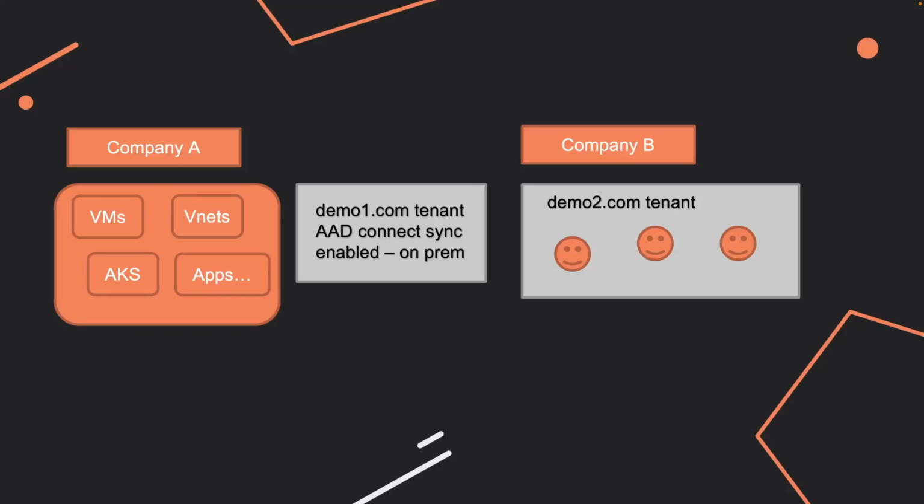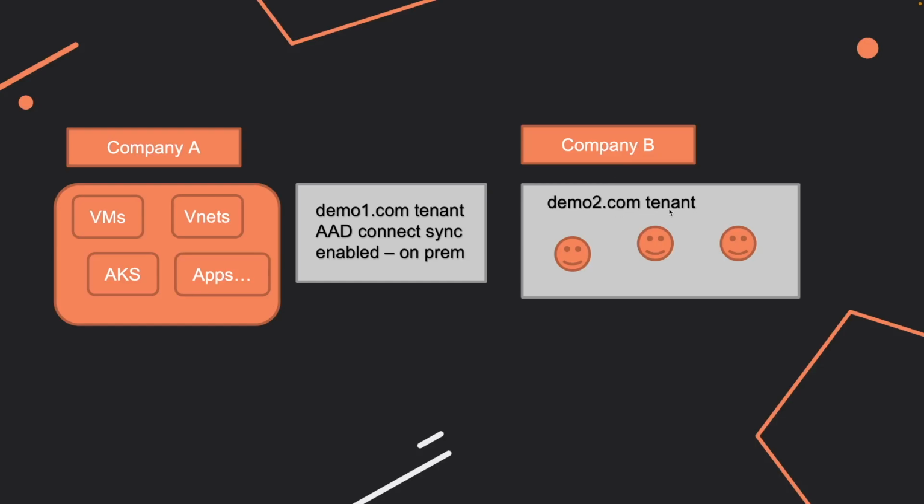For the next example, we have two companies, company A and company B. Company A has various workloads that run on Azure, so it will have different applications hosted on AKS, for example. And in order to access these applications, the users will need to authenticate on the demo1.com tenant, which has Azure Active Directory Connect Sync enabled with on-premises AD.